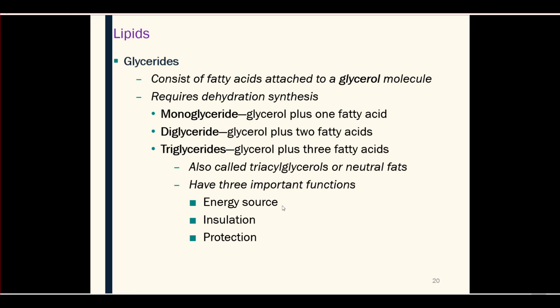We can actually break down fats for energy. We know also that it acts as an insulator. It helps to keep us warm, right? You look at animals that live in cold environments in the Arctic or Antarctic, right? They have layers of blubber on them, for not only energy but for warmth.